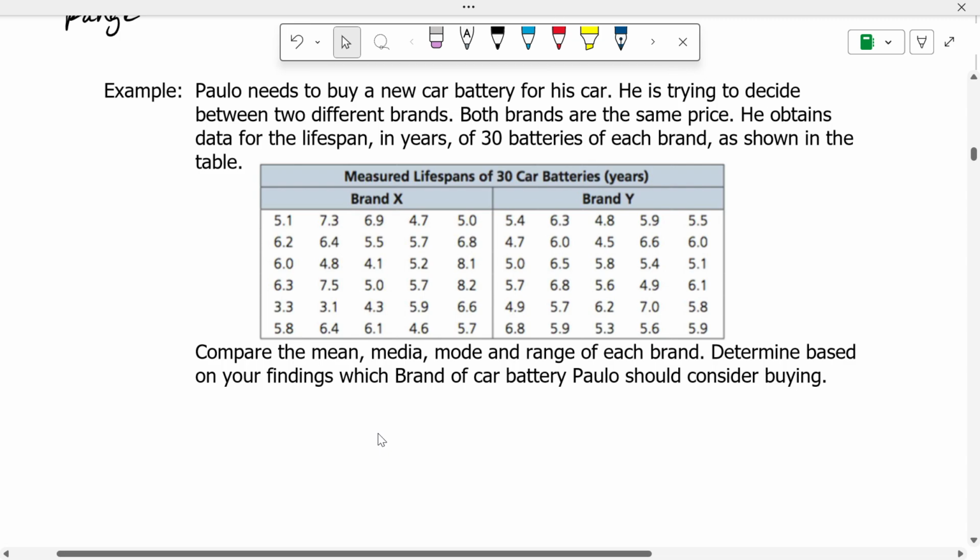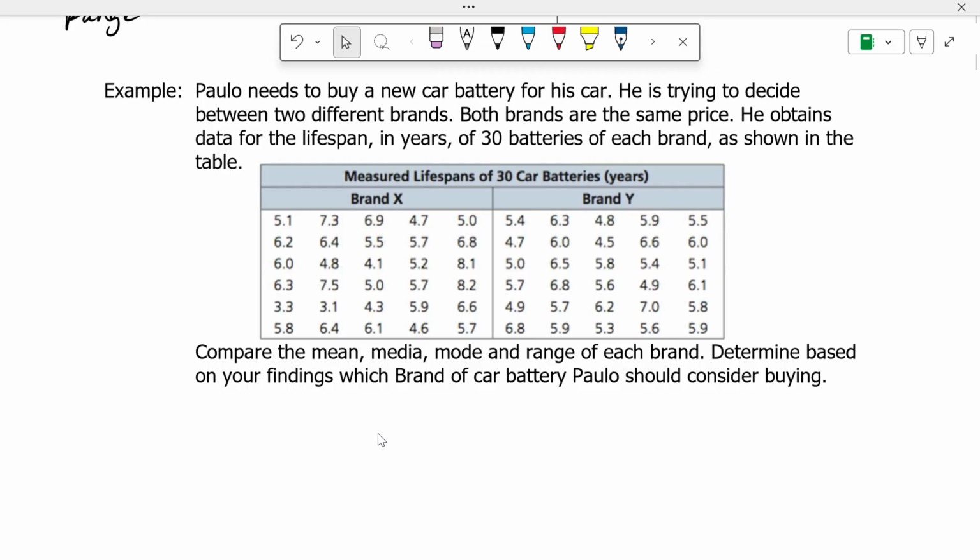Paulo needs to buy a new car battery for his car. He is trying to decide between two different brands. Both brands are the same price. He obtains data for the lifespan in years of 30 batteries for each brand. So perhaps some magazine article in an automotive magazine did a survey where they tested 30 batteries from each of these two brands, and that's how many years they got out of them.